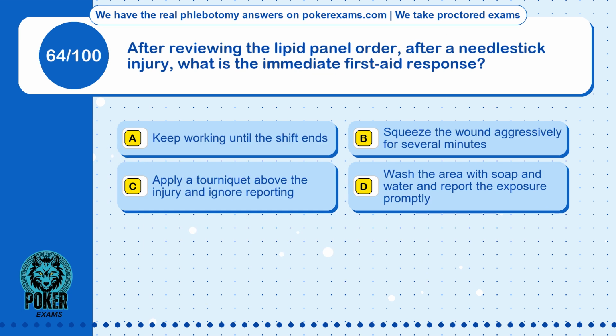Question 64. After reviewing the lipid panel order, after a needle stick injury, what is the immediate first aid response? Option A, keep working until the shift ends. Option B, squeeze the wound aggressively for several minutes. Option C, apply a tourniquet above the injury and ignore reporting. Option D, wash the area with soap and water and report the exposure promptly.